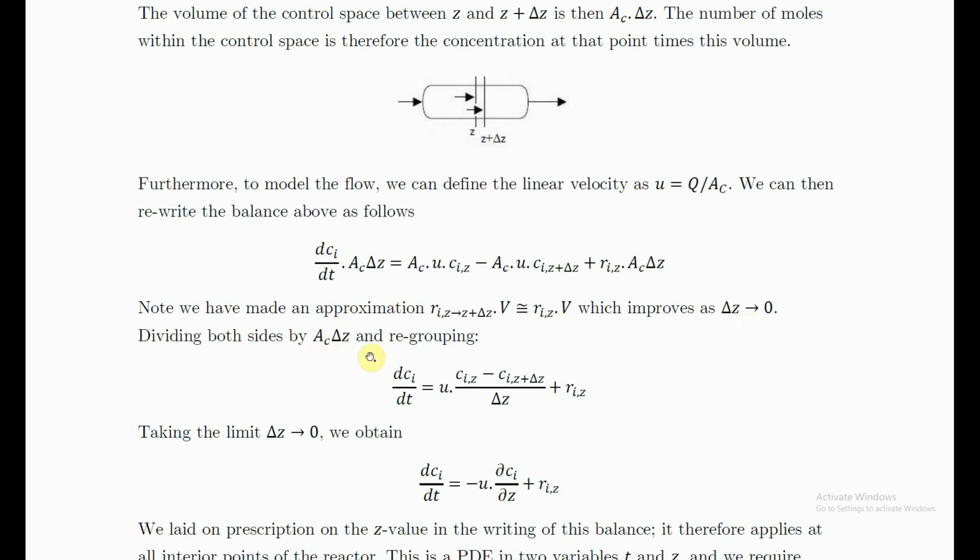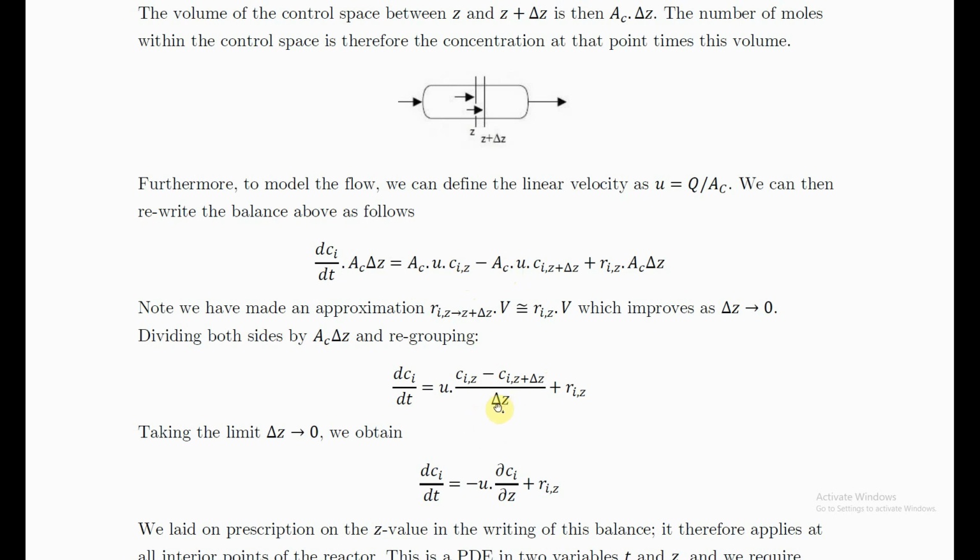divide by AC delta Z. So AC delta Z can cancel here and cancel here. You don't have a delta Z here, so we'll end up dividing by a delta Z. AC is going to cancel on everything, so there's no more AC left over. And then we've got dCi/dt equals U, and U is a common factor here, so we'll just take out the U. The AC has cancelled, leaving us with Ci at Z minus Ci at Z plus delta Z. And then we've had to divide by delta Z here.